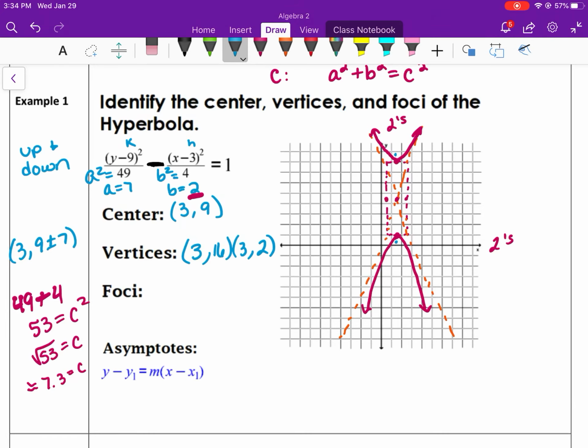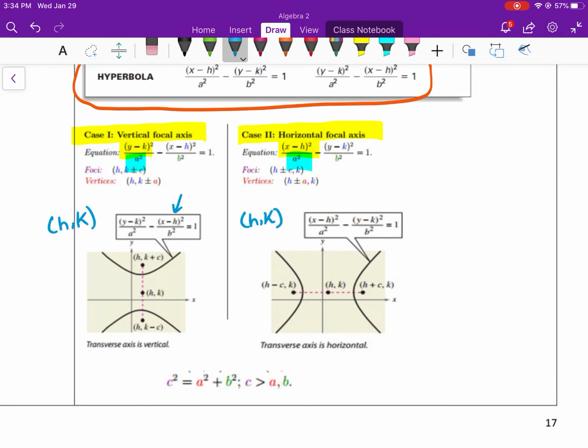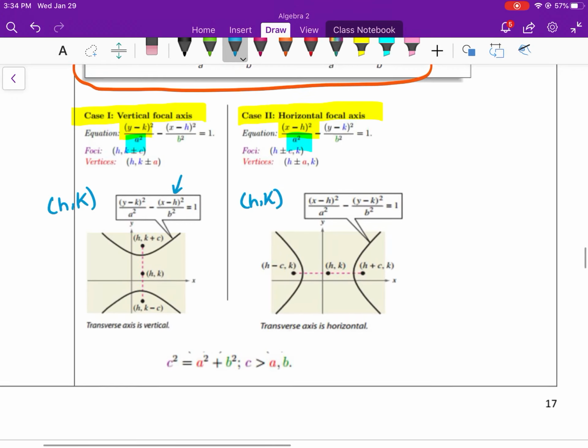What that's going to look like as an ordered pair is that your focus, since it's a vertical, your focus point is not changing your x value, but your y value of 9 is increasing and decreasing by the square root of 53. So it looks like that. Which if you go back to the original equations, you can see the focus changes k plus or minus c.